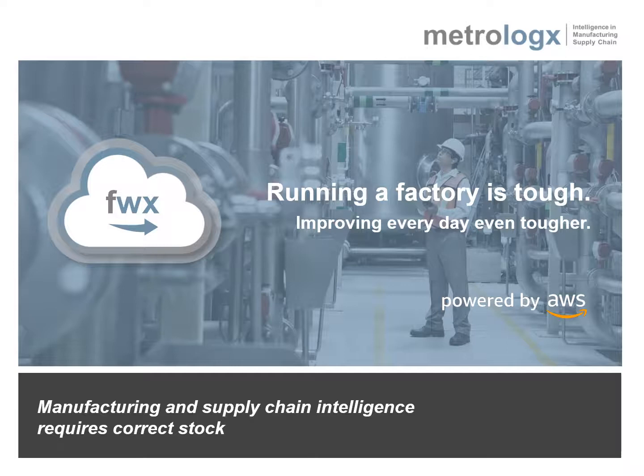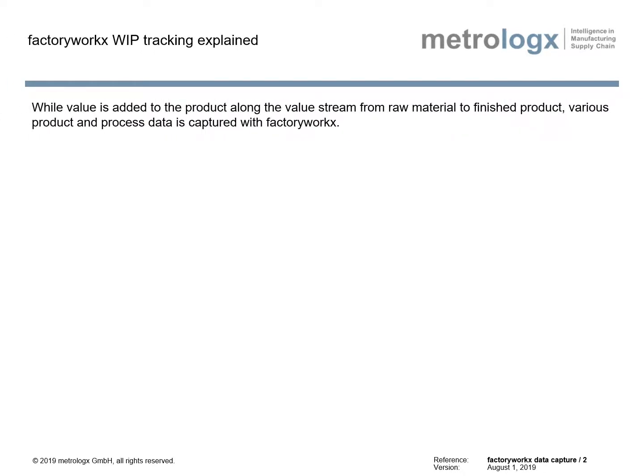In this short video, I'd like to give you an overview of the factoryworkx WIP tracking capability feature and how easy it is to keep track of WIP stock levels by just collecting quality data. A channel in factoryworkx represents literally all streams of data created in a value stream, no matter if it is quality data, process data, or just any other line data and information.